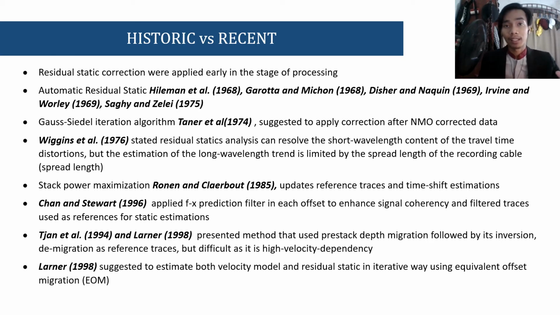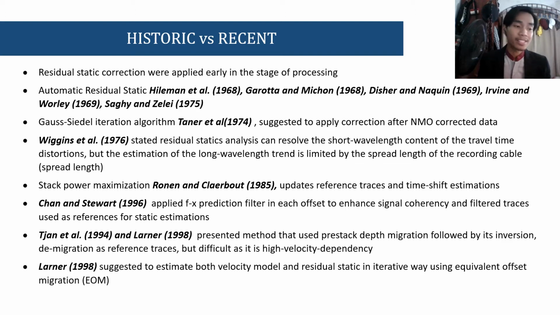After hearing and discussing the comments by Tan et al. in 1974, Chan suggested applying the correction after the NMO correction. Chan and Stewart in 1996 suggested and showed the application of the FX prediction filter at each offset to enhance the signal coherency and filter traces used as reference for static estimation.